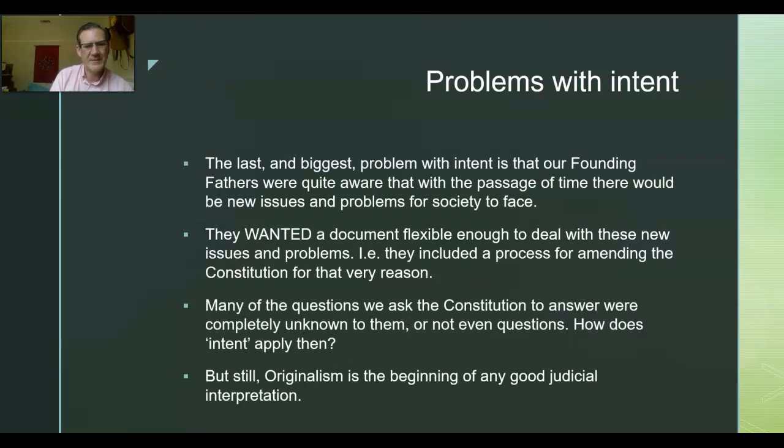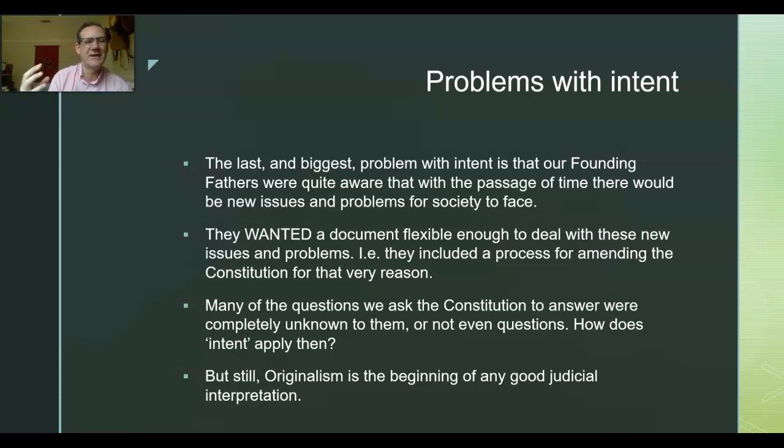And then the last biggest problem with intent is that our founding fathers were keenly aware that with the passage of time, there would be new issues and problems for society to face. They wanted a document flexible enough to deal with these new issues and problems, i.e., for example, they included a process for amending the Constitution for that very reason. Am I telling you that some of their intent was for the Constitution to be flexible enough to be changed through time to deal with new problems? And the answer is absolutely yes.